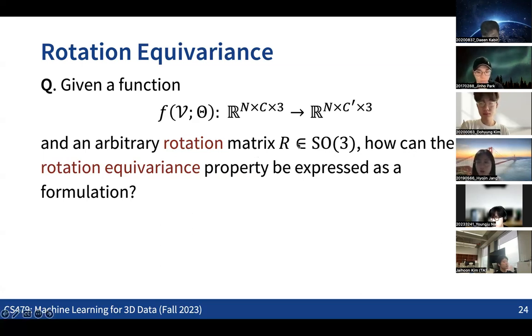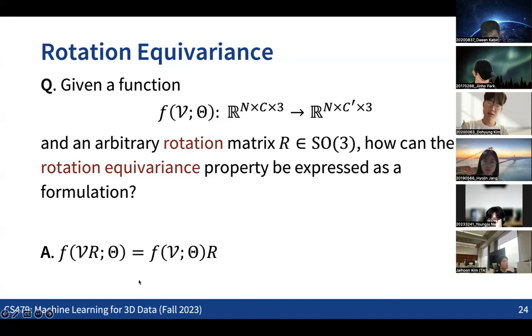So here, please check that our notation has V, which is a tensor of n times c times 3. And then as the output, we have m times c prime times 3. So here we need to multiply the rotation matrix on the right-hand side because of the dimension.